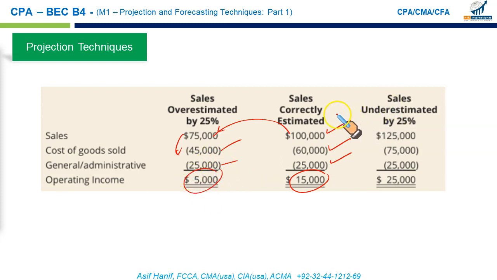What if the sale is underestimated and the right number should be 25% up? COGS will be 60% of sales and general and administrative expenses are fixed. So this is going to be your operating income. So you can see that if the sales go up and down, the profitability will be impacted this way. This is what you call sensitivity analysis.